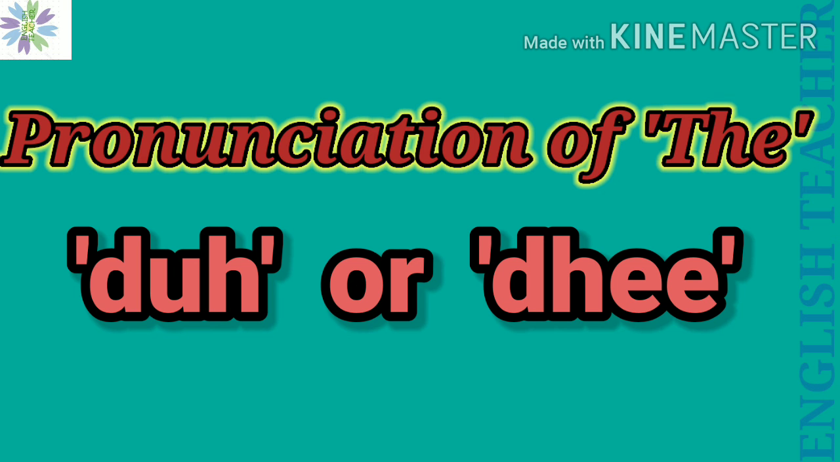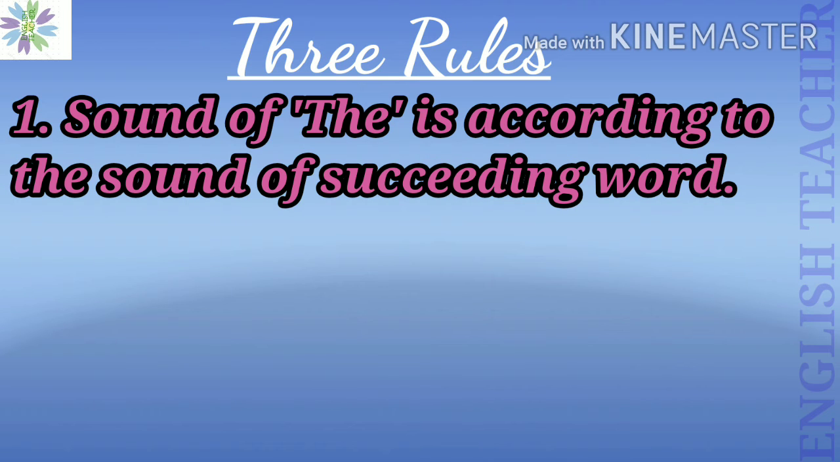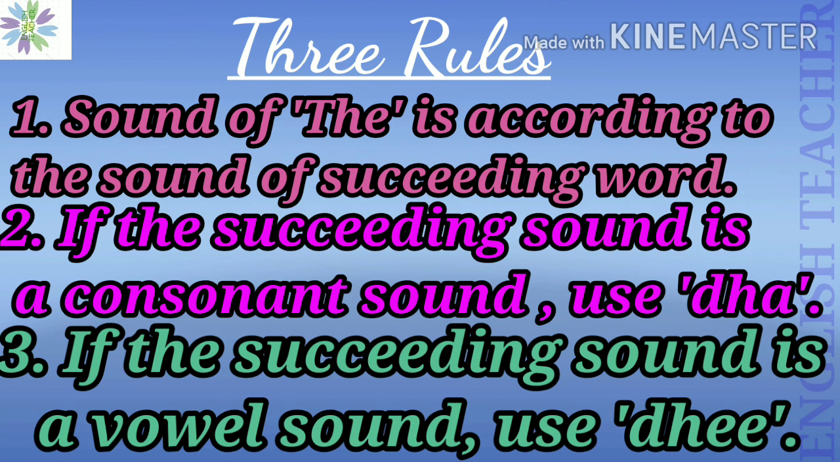Next we move on to the pronunciation of the. Sometimes we pronounce the as thuh or sometimes thee. For understanding the sound of the, we should know 3 rules of pronunciation of the. First, find out the sound of the succeeding word. If the succeeding sound is a consonant sound, we should pronounce the as thuh. If the succeeding sound is a vowel sound, we should pronounce the as thee.